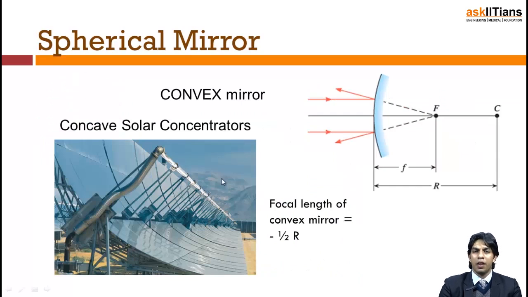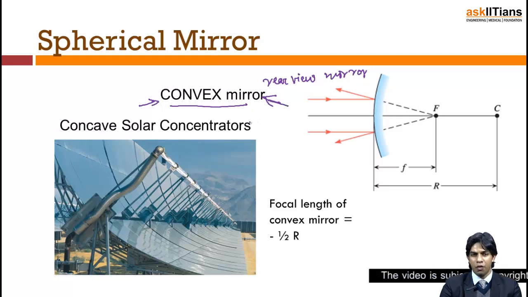Now, the different uses of spherical mirrors: in the case of a convex mirror, we use it as a rear view mirror. That is, the objects which are behind me when I'm driving the car seem to be closer to me than they are in reality. That's because of the convex mirror. So the convex mirror is basically used as a rear view mirror.